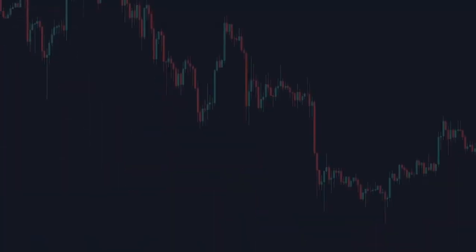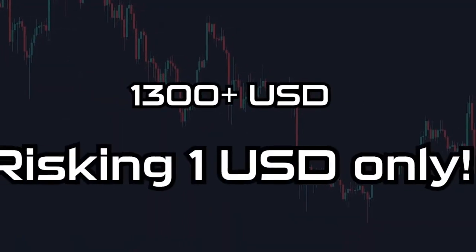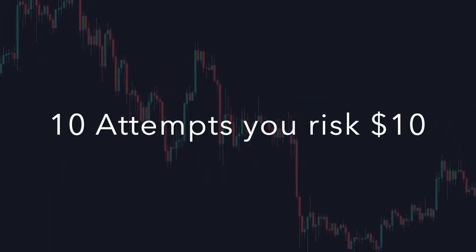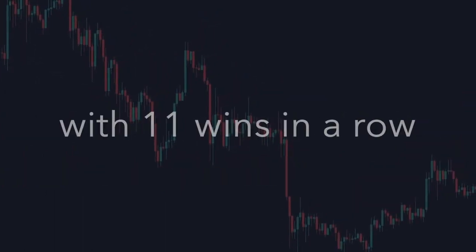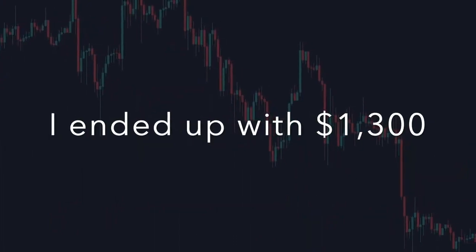So I've got $1,306 there. So that's over 13 hundred. And my risk was $1. That's the beauty of this. Now, if you had 10 attempts at this, you'd only be risking $10. Now, I got 11 wins in a row and got me over $1,300.